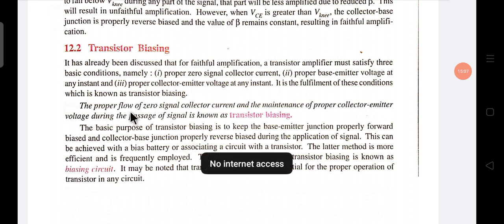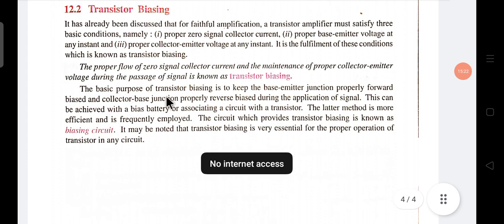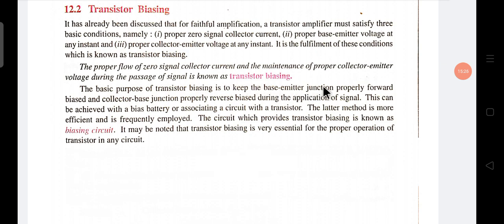The proper flow of zero signal collector current and the maintenance of proper collector emitter voltage during the passage of signal is known as transistor biasing. The basic purpose of transistor biasing is to keep the base emitter junction, which is the input circuit, properly forward biased, and the collector base junction, which is the output circuit, properly reverse biased during the application of the signal. For this we use transistor biasing. This can be achieved with a bias battery or by associating a circuit with the transistor. The latter method is more efficient and frequently employed.